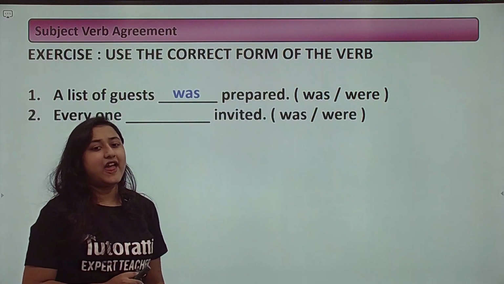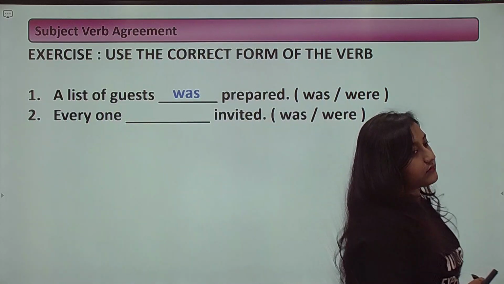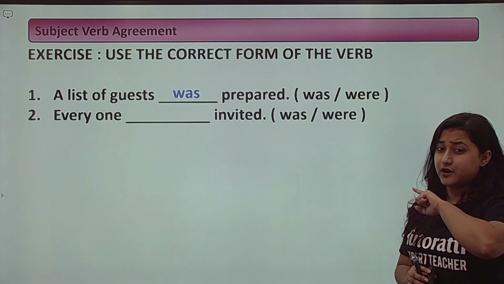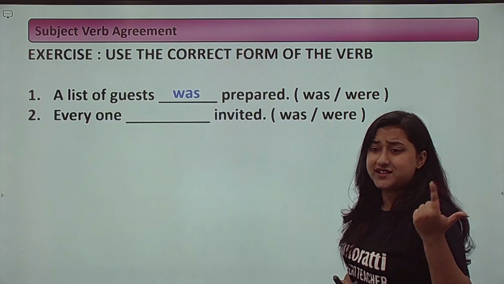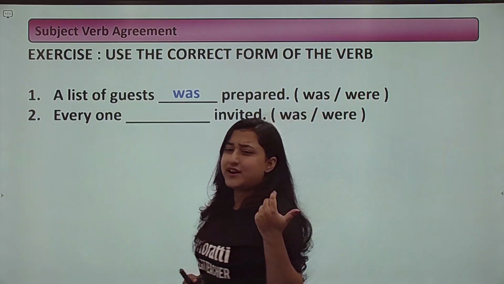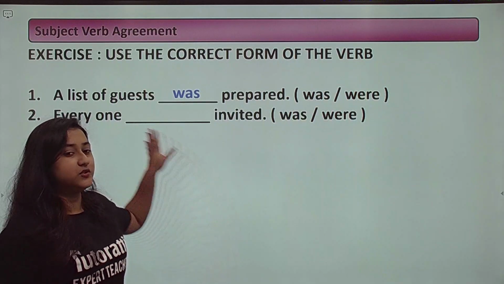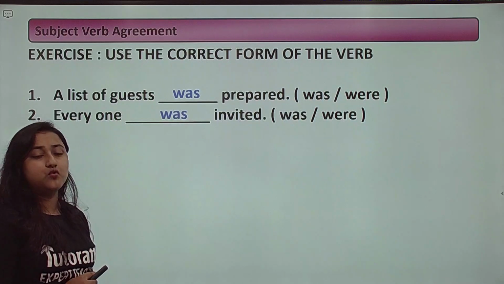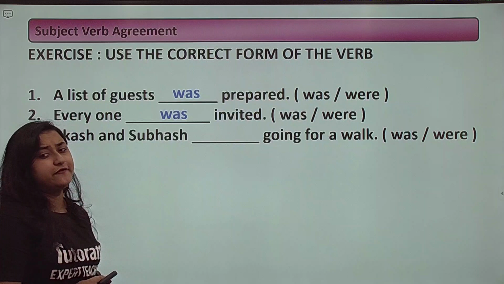Second one, everyone dash invited. Think which rule? Indefinite pronouns always take a singular verb. We studied the rule. Indefinite pronouns such as someone, somebody, no one, nobody, everyone, everybody and each always take a singular verb. So everyone always takes a singular verb. So everyone was invited. Akash and Subhash dash going for a walk.